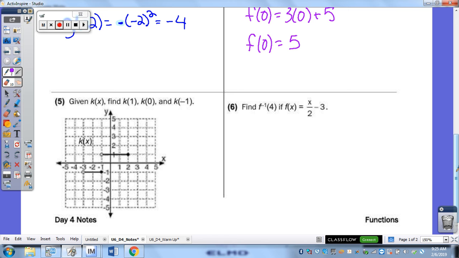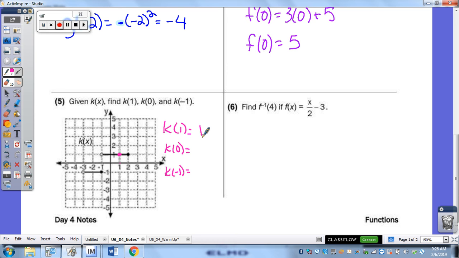Okay, so now we have a graph here. They want us to find 3 different values, k of 1, k of 0, and k of negative 1. So again, those are our x values. So k of 1, let's go to where x is a 1. So here's where x is 1. My graph is up here at 1. My range value, my output value would be a 1.